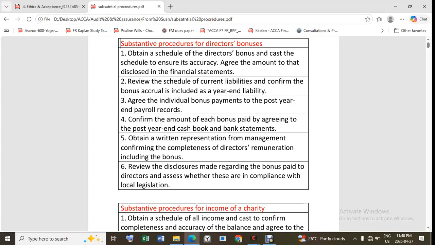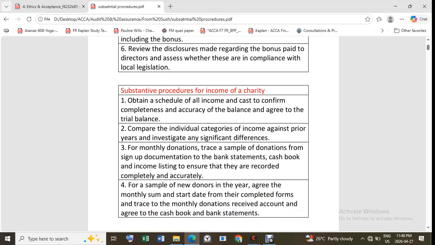Obtain a written representation from management confirming the completeness of director's remuneration, including the bonus. Review the disclosures made regarding the bonus paid to the directors and assess whether these are in compliance with local legislation. Substantive procedure for income of a charity.